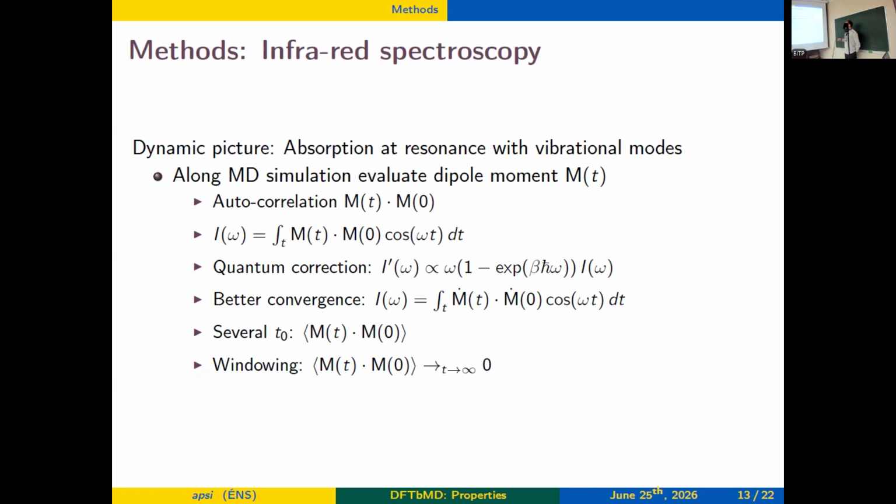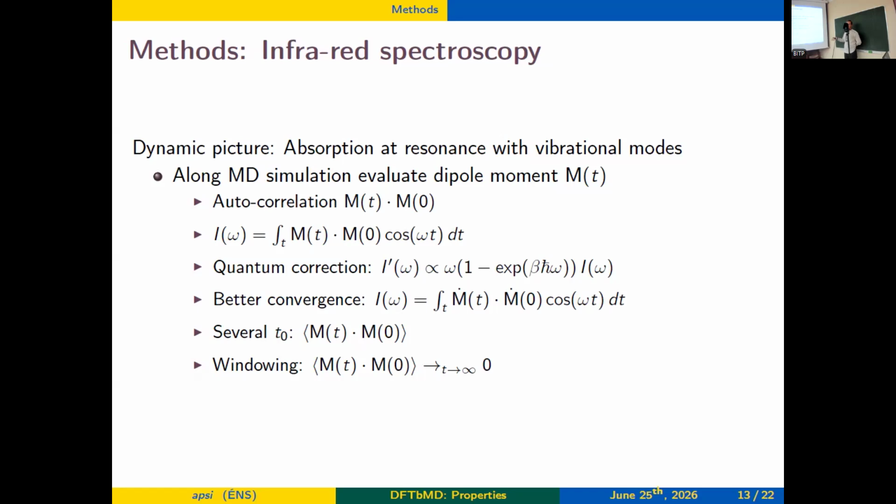And then instead of just taking the initial point of the simulation, what we do in practice is that we take several time zeros. So we start the correlation at different times, and we calculate the autocorrelation, and then we take the sum or the average of these autocorrelation functions and we Fourier transform. And finally, what we get is this spectrum.